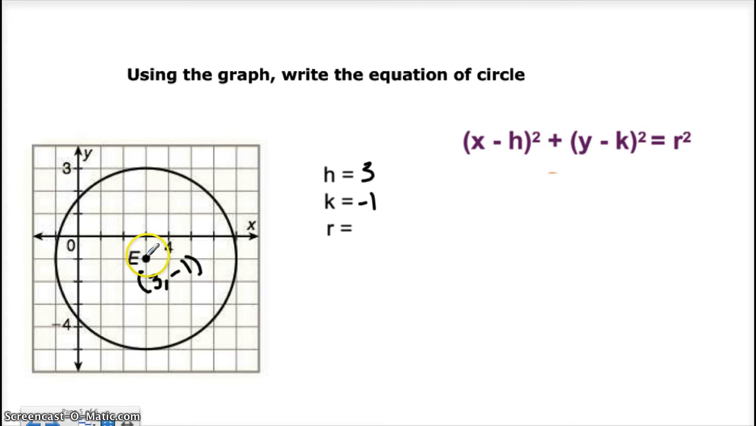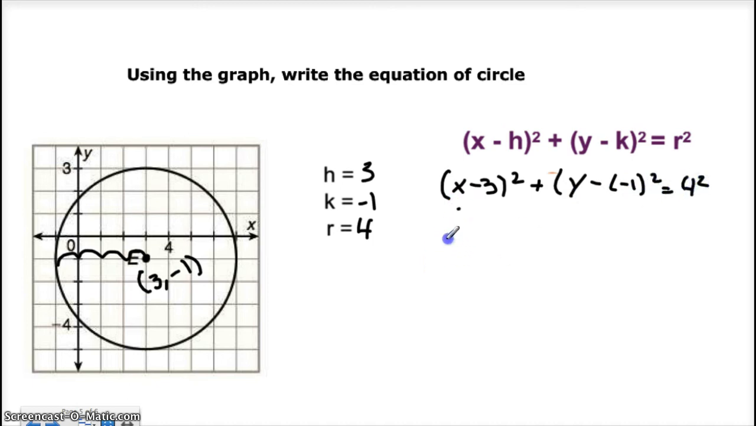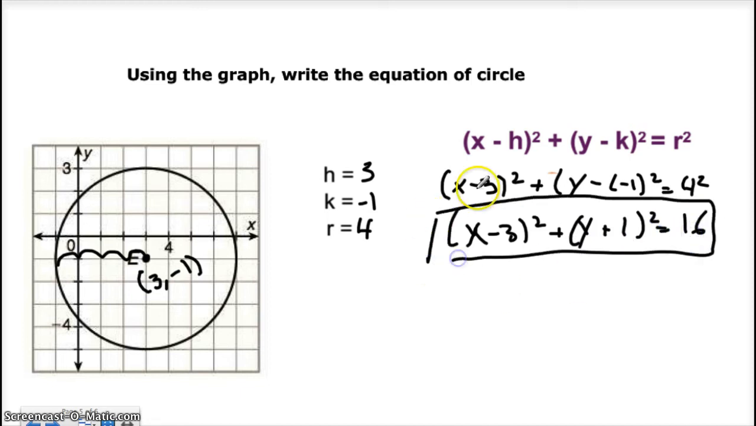The next step is to find out the radius. And like I said before, you just count in any direction. 1, 2, 3, 4. So that is our radius. As before, now we just have to plug these points in. So x minus 3 squared plus y minus -1 squared equals 4 squared. We simplify this. Well, this isn't a double negative, so it just stays x minus 3 squared plus y plus 1 squared equals 16. And that would be the equation of this circle.